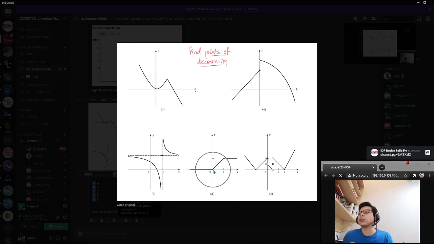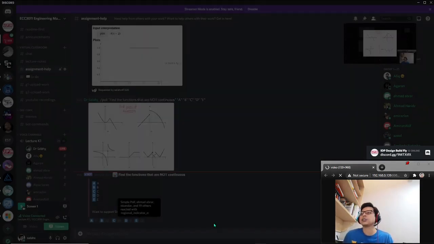Now here, although we see some sharp points, just like in this case also, there's a sharp point here. It's weird, but it's still continuous. It doesn't have any jumps. It doesn't have any gaps. Same here as well. It doesn't have any jumps. It doesn't have any gaps. Here, obviously, I think that's too easy.